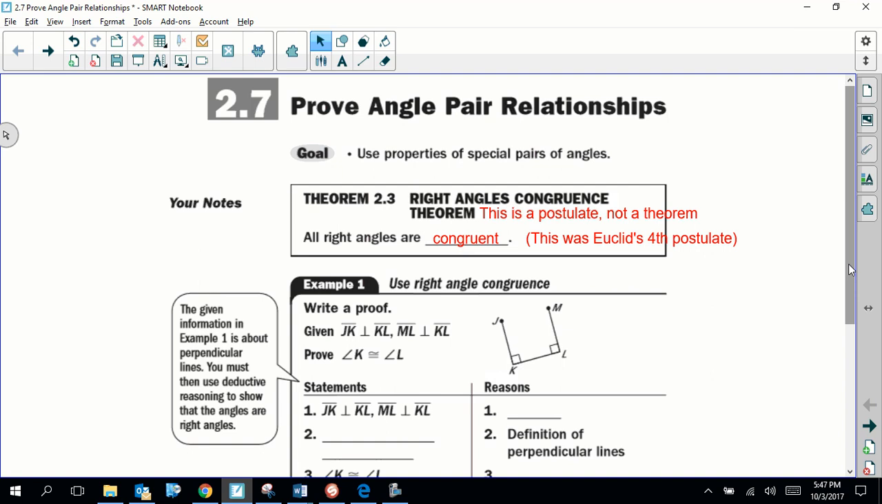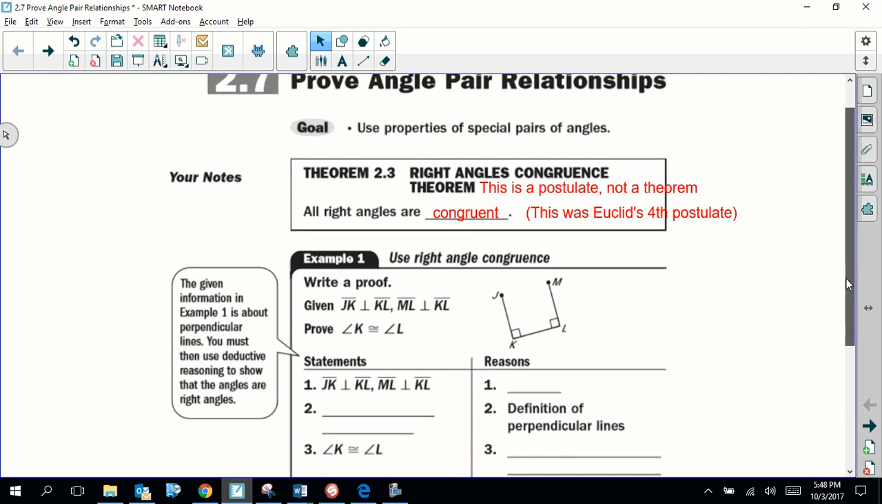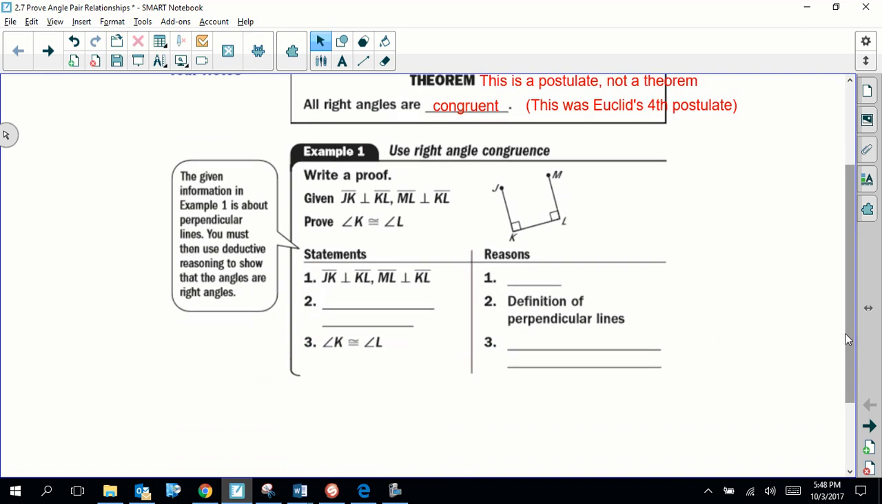Now this is actually misnamed. This is not a theorem. This is the right angles congruence postulate. This is actually Euclid's fourth postulate that he wrote way back in the day. The five basic postulates that he came up with that developed all of the geometry stuff that we know right now. This was the fourth postulate. It's not a theorem. I can accept this as true.